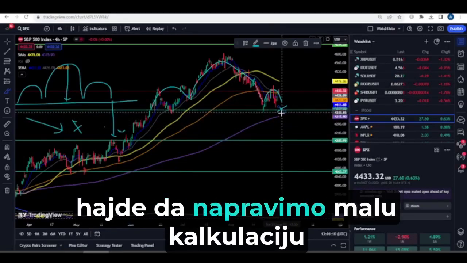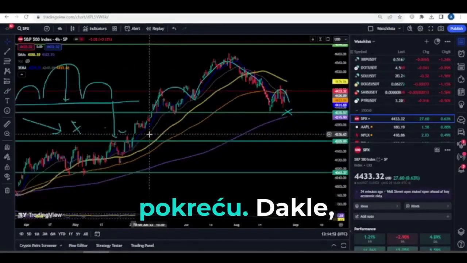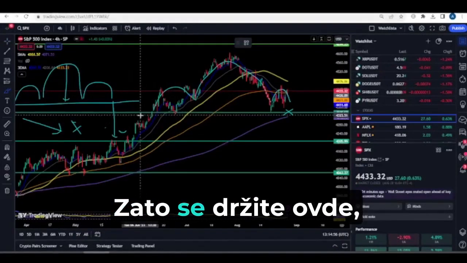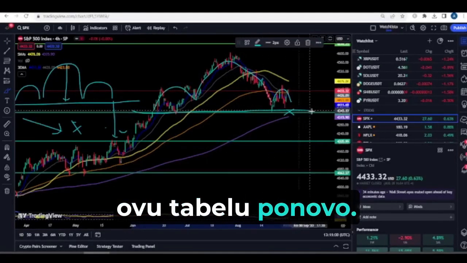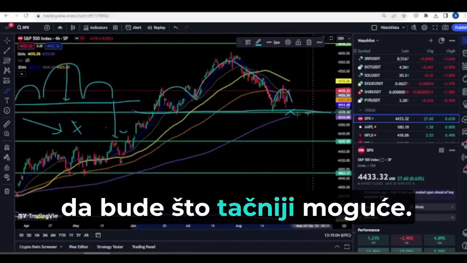So let's do a little calculation here. And I love TradingView for these abilities, just to quickly whip it out. In fact, we've got to draw the neckline first on it. So bear with me here. All right, so we're going to go back here, and we're going to flip back to this chart real quick. And we're going to just draw the neckline in, so I get it as accurate as possible.